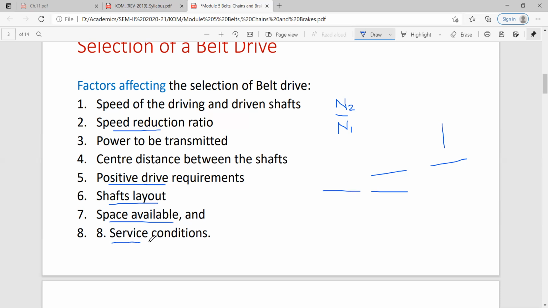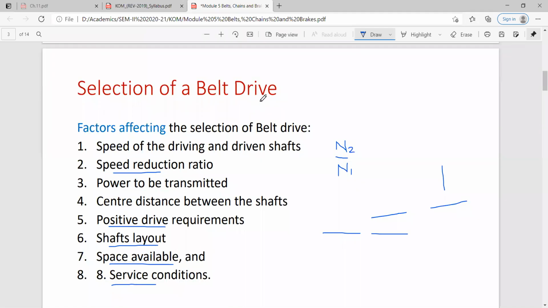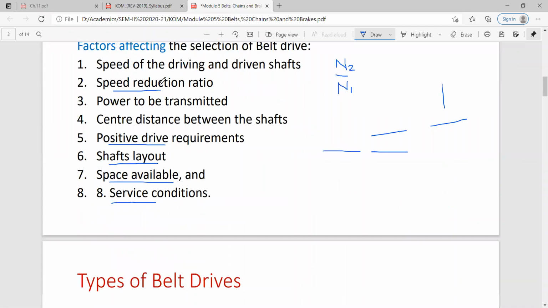Then the service conditions, that is, the environmental conditions or the conditions of the surroundings under which the drive is supposed to work. Based on these conditions also, you will select a particular type of belt drive. So all these factors affect the selection of a belt drive.